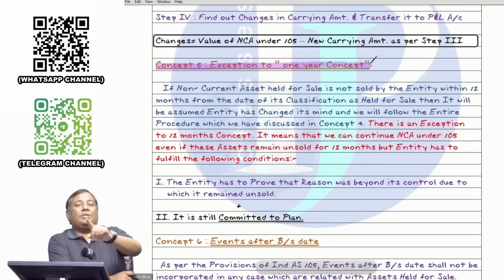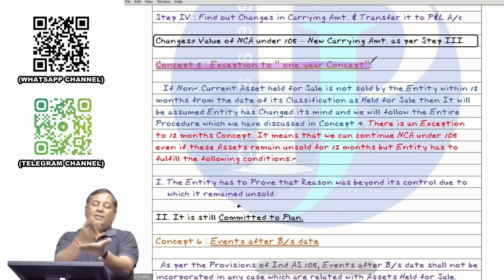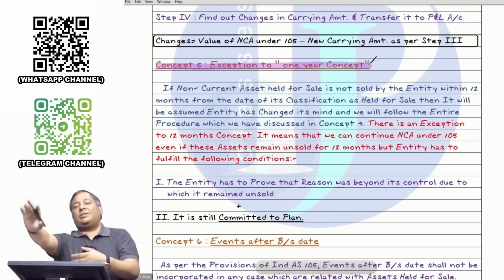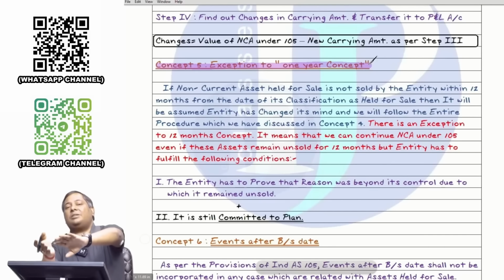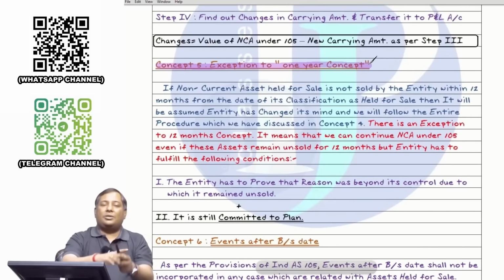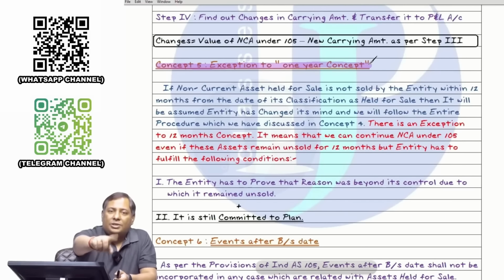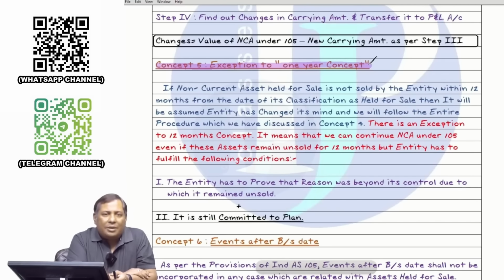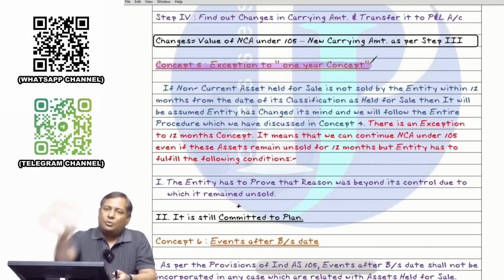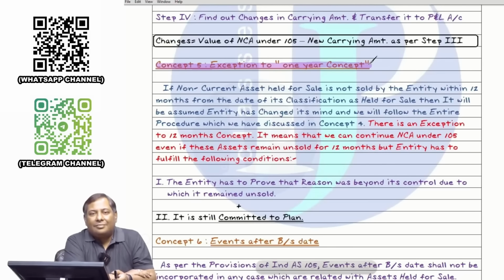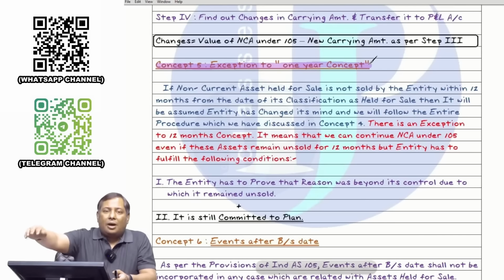So students, here IND AS-105 says, if you can't sell any asset within 1 year, then we will assume that your intention has changed. So you are not interested in selling it, you are interested in using it. We read change in plan in concept number 4, so you can apply that concept. If you are unable to sell the asset within a year, then apply change in plan and reverse it. But there is an exception. You can give the entity a little chance to prove itself. Is that okay, students?